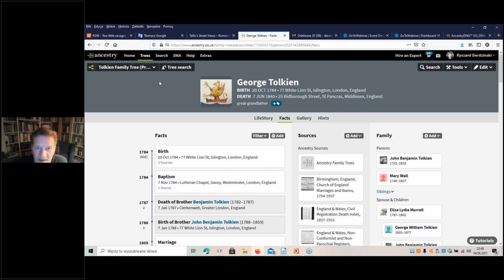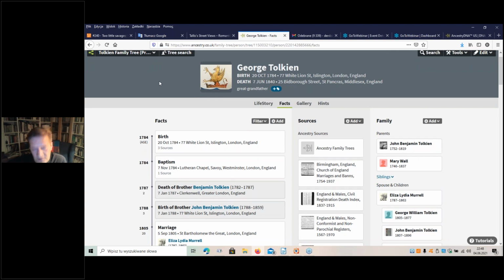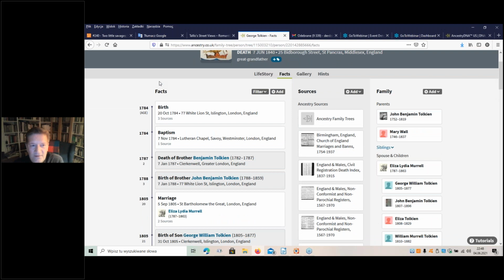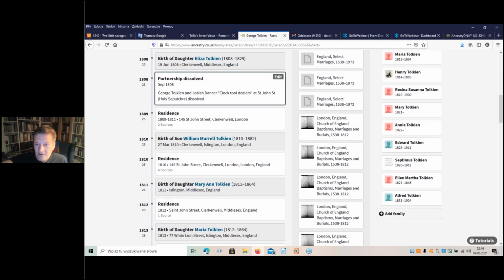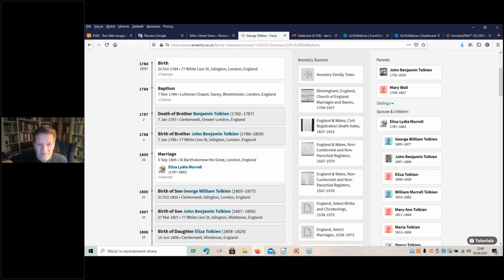He was born in 1784, also on the same street, 77 White Lion Street, as his son, John Benjamin Tolkien, the professor's grandfather. And he started to prepare for his job as a farrier when he was very young, probably 17 years old, in the workshop of his uncle, Daniel Gottlieb Tolkien, his father's brother. But as I can see in the documents, he had to stop because his girlfriend, Eliza Lydia Marrel, who was an orphan, was pregnant. And 3 months after the marriage, the first son was born, George William Tolkien. Altogether, they had 14 children, a lot of children. They had to love each other very, very much.